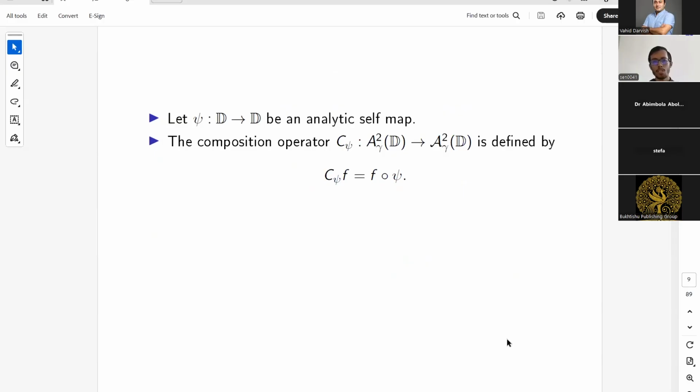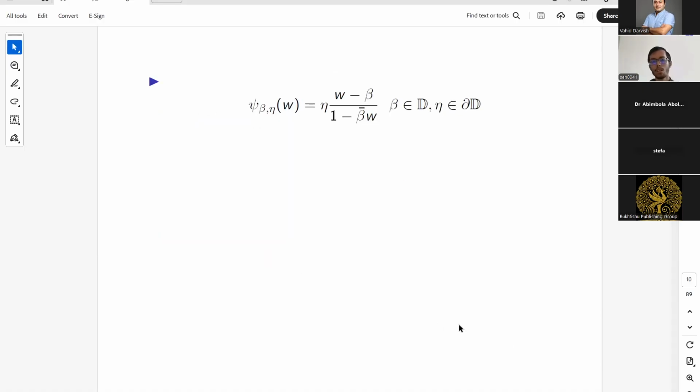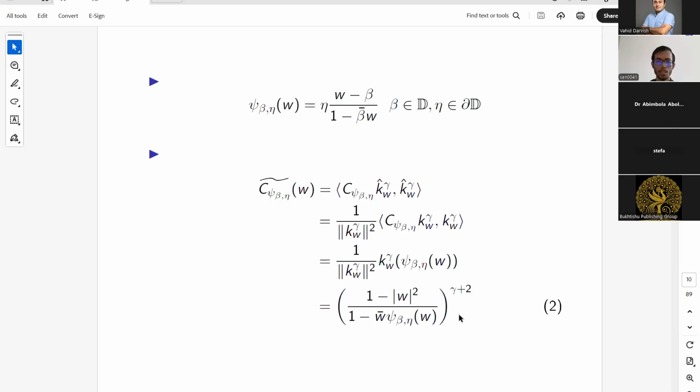Let psi from D to D be an analytic self-map, then the composition operator is defined by this C psi f, that is equal to f composition psi, and the composition operators are bounded on the weighted Bergman spaces, and the bound is given by this. Now consider the function psi beta eta w, that is equal to this, where beta belongs to the open unit disk and eta belongs to the boundary of the disk, and these functions are all analytic self-maps from D to D. And if we calculate the Berezin transform at the point W, then we get this. That is equation number 2.